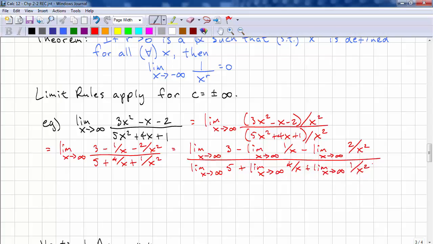Okay, now we can evaluate each of the limits. This is 3, this is 0, this is 0, and we're using that theorem. And this is 0, and this is 0. So our answer is 3 over 5.